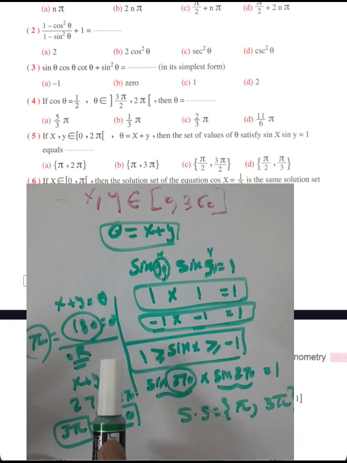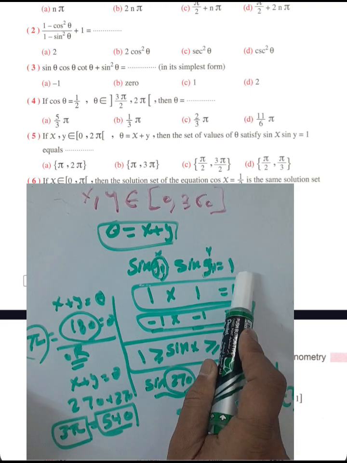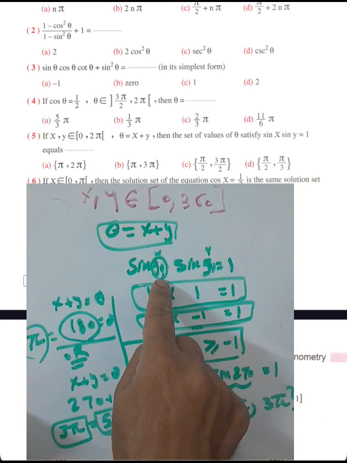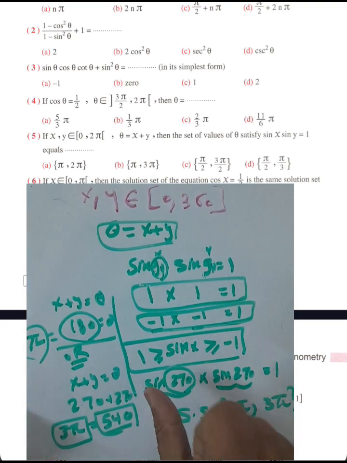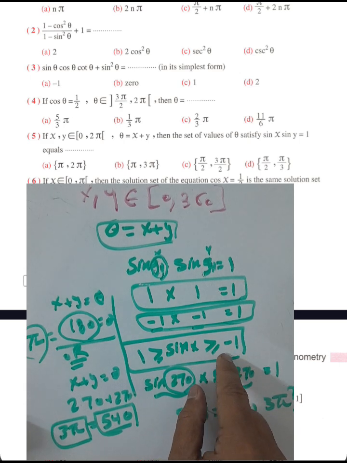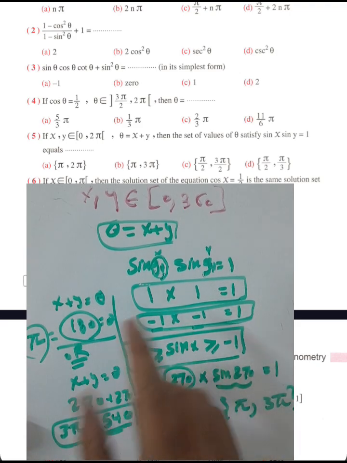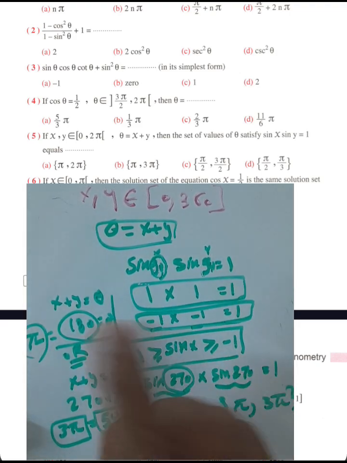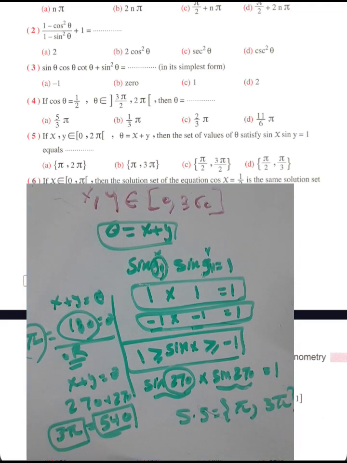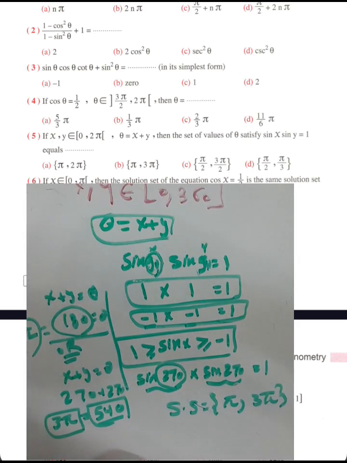Again, we have sine x times sine y equal 1. Then x must equal 90 and y equal 90, or x equal 270 and y equal 270, because the value of sine is greater than or equal to negative 1 and less than or equal to 1. Then it's impossible to use any numbers other than 90 and 90 or 270 and 270. Okay, that's the solution set for question number 5. It shows letter B.